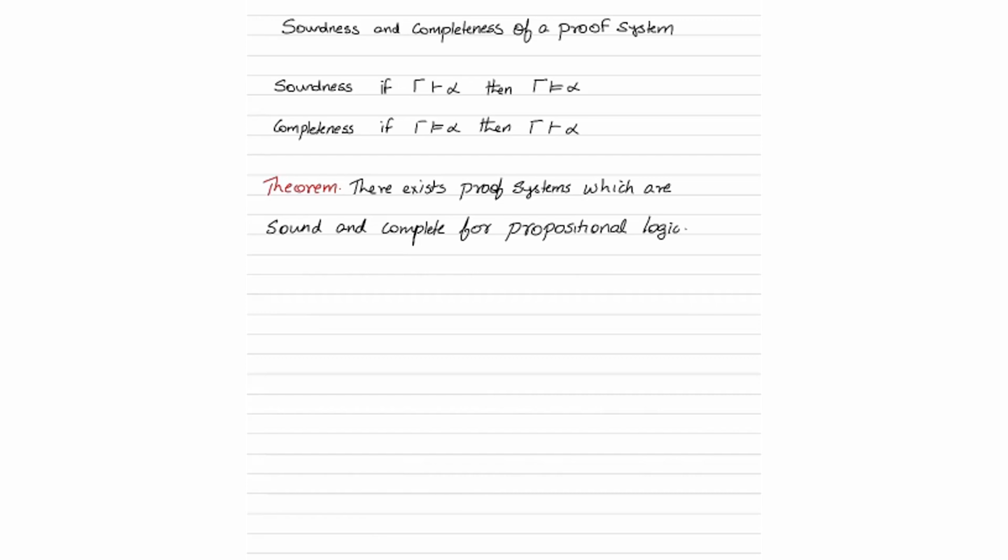Sir, in the previous slide, whatever we entail from the inference rules, does it mean that the conjunction of all the inference rules implies the entailed propositional logic? Am I interpreting it correctly?